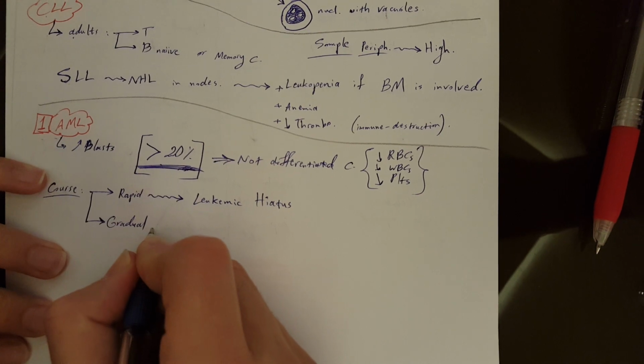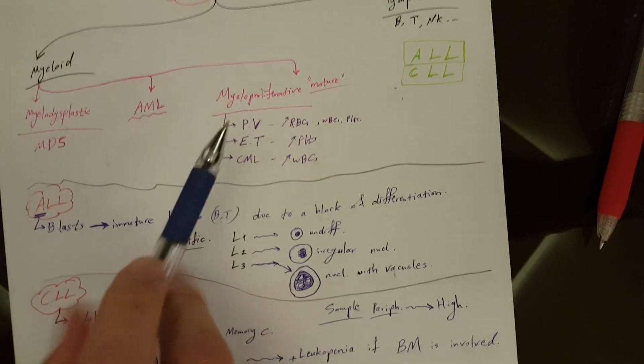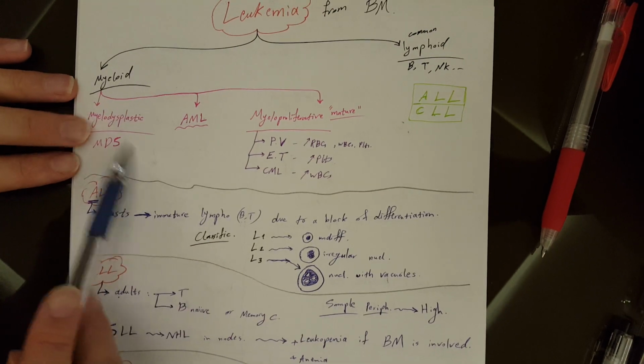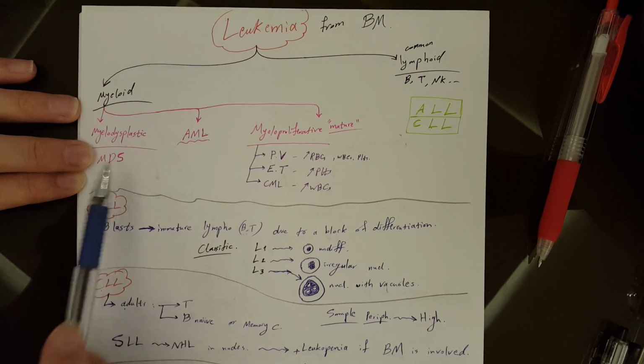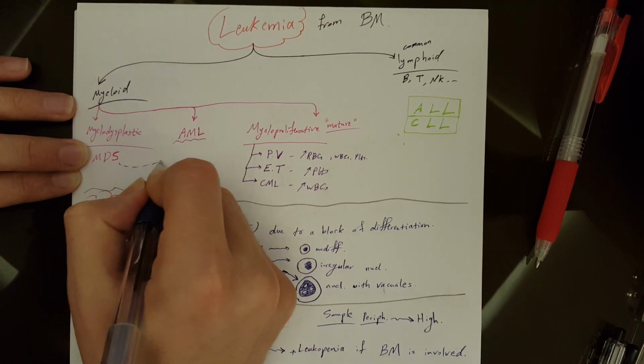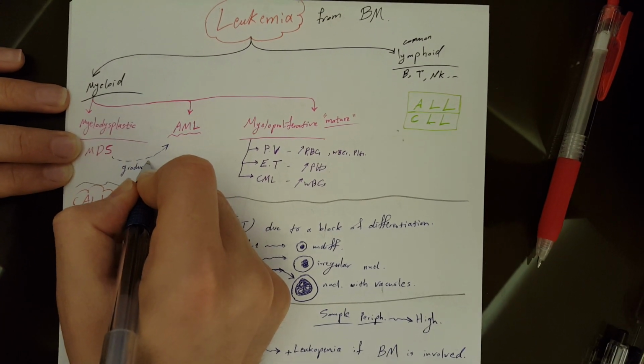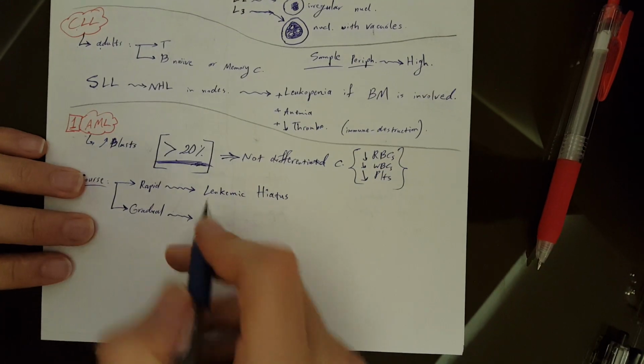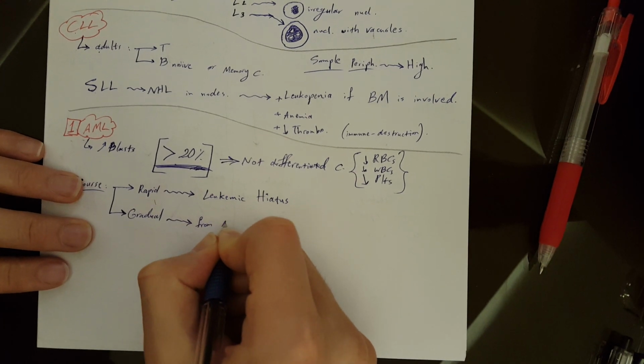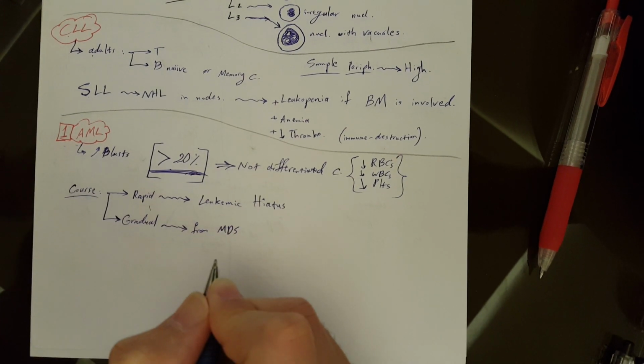Now, the gradual one is the one that develops from myelodysplastic syndrome. This one can develop into AML gradually. So the gradual is from myelodysplastic syndrome.